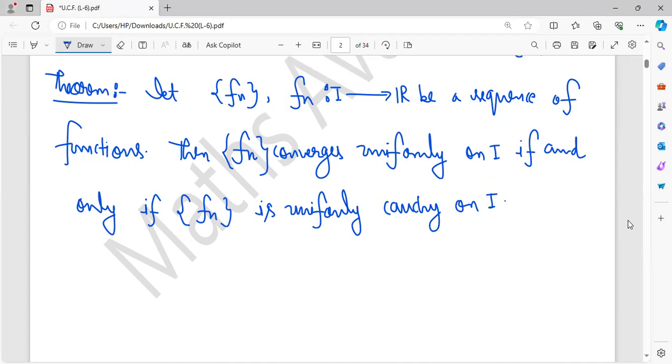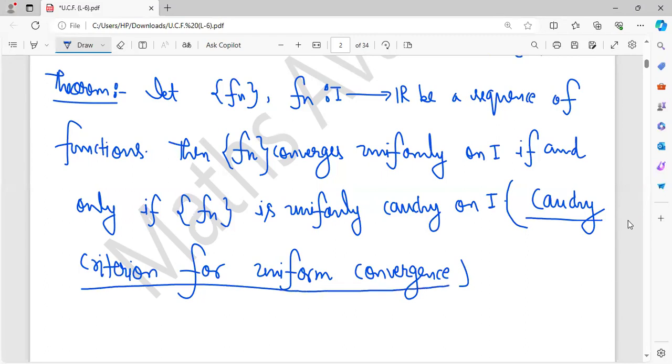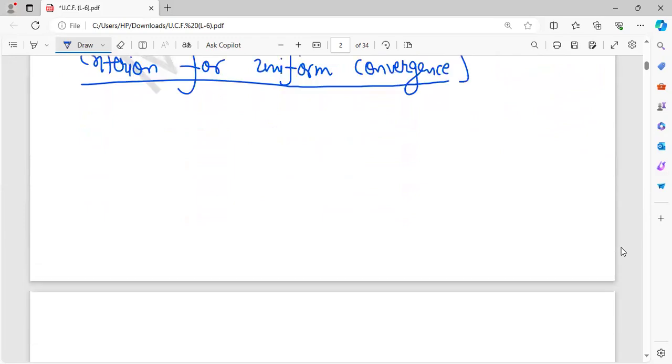What is the name of this theorem? This theorem is called the Cauchy criterion for uniform convergence. This is the name, just underline it. So let's prove it. Proof.